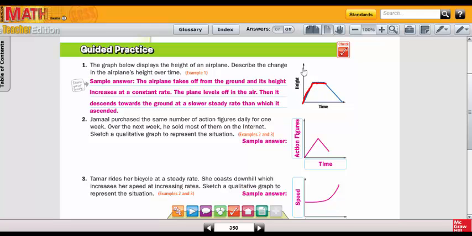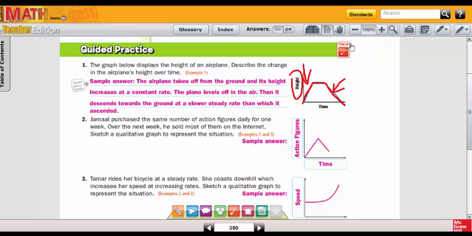This doesn't have anything to do with speed, keep in mind. It's all about height. It's all about altitude. And then it descends, and again, it descends at a steady rate because we have a nice straight line. We can see that it descends at a slower rate than it ascended because the slope of the line is less steep. These are the types of things that we want you to see in these types of graphs.